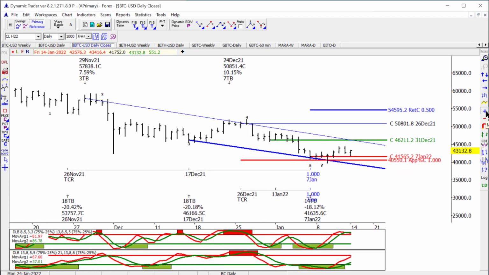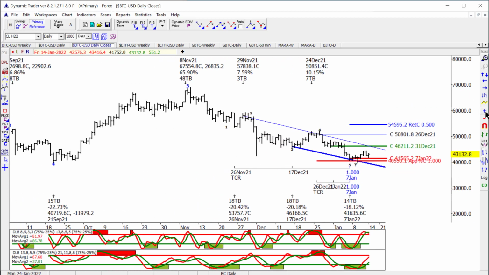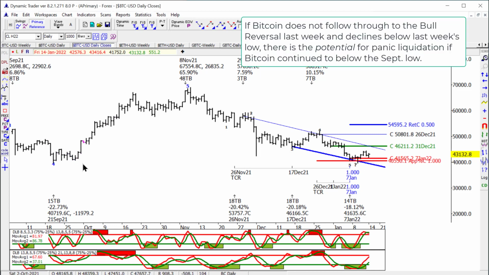Here's something really important that you want to be aware of. If Bitcoin should fail to continue on the upside and takes out this low, that low is made right around these September lows. And everybody in the world trading Bitcoin is going to be aware of this significant area. And that's kind of the last stand on this decline. And that's right about where this reversal was made.